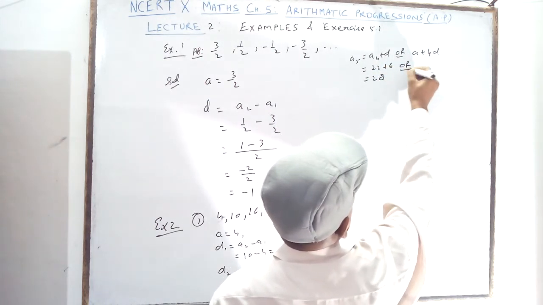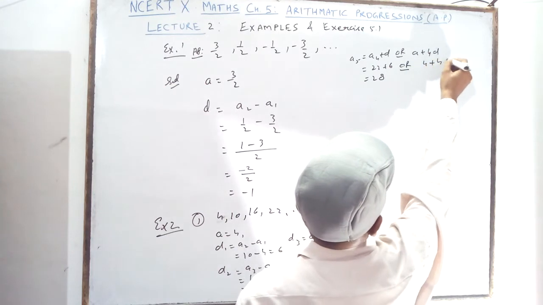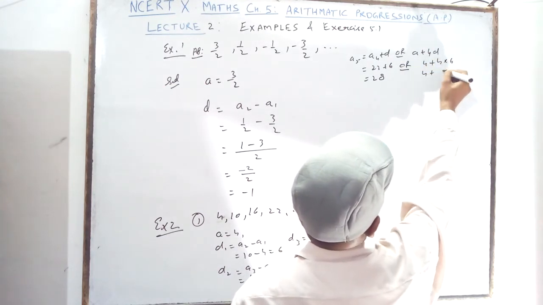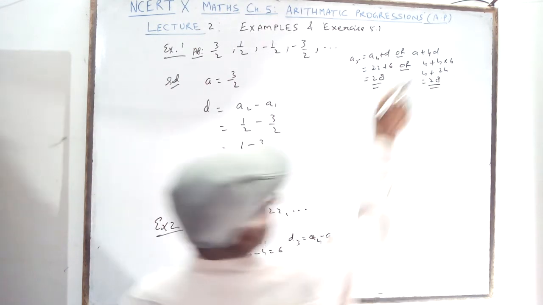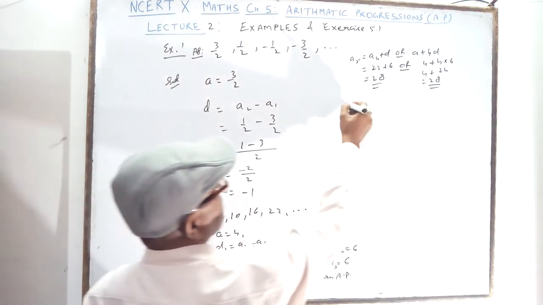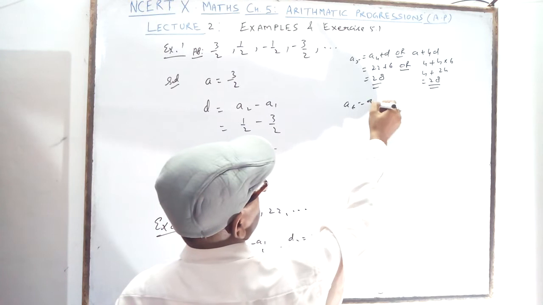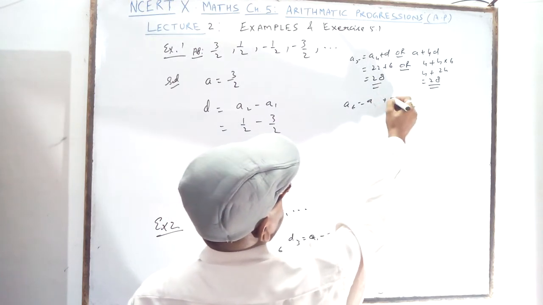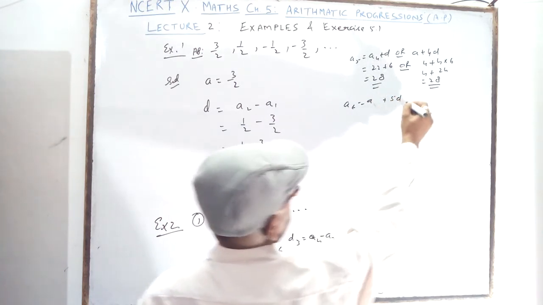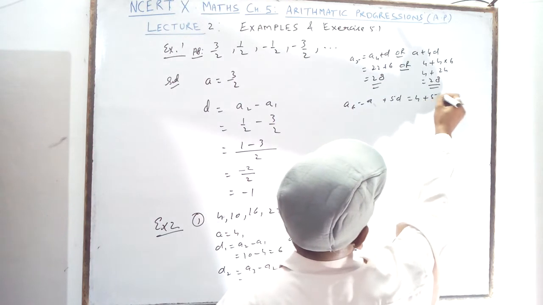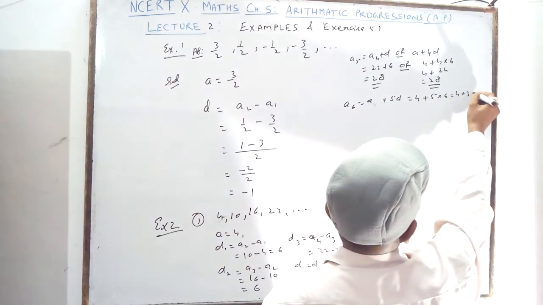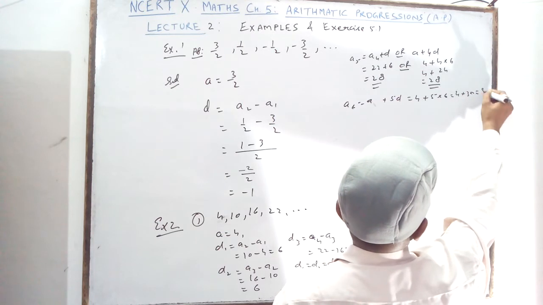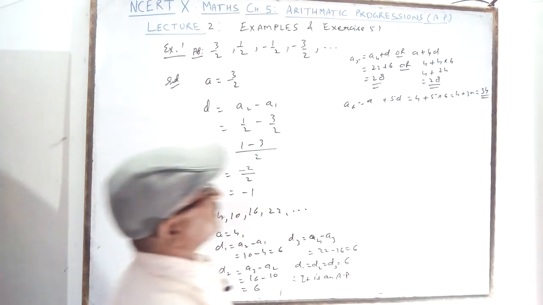Or you can find out 4 plus 4 into 6, 4 plus 24 is equal to 28. Any one option you will choose. A6 you can get. A6 is A plus 5D. What is A? 4. 4 plus 5 into 6, so 4 plus 30, that is 34. So you are getting this.